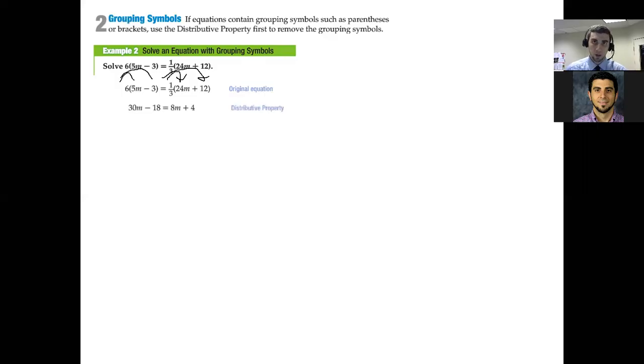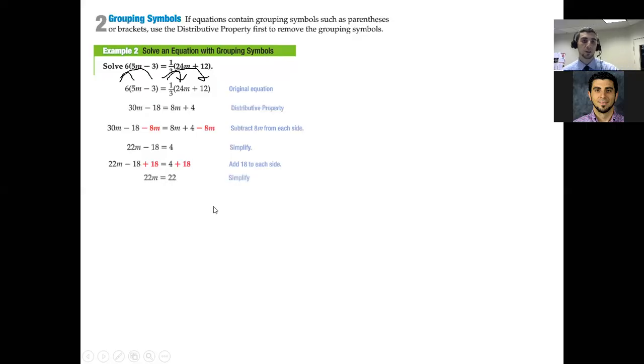You want to get your m's on one side and your constants on the other. So first thing, you want to subtract 8m from both sides. You get 22m minus 18 equals -4. Then you add 18 to both sides, and you'd have 22m equals 22. Divide by 22, and you get m equals 1.